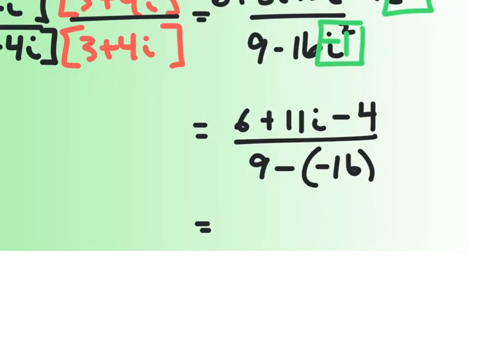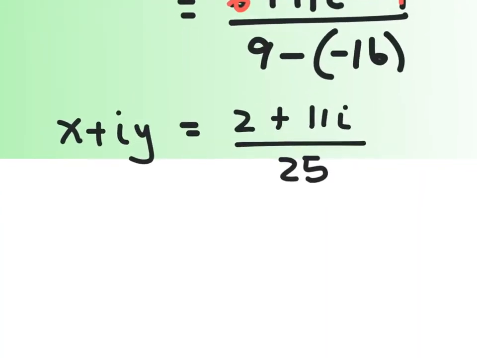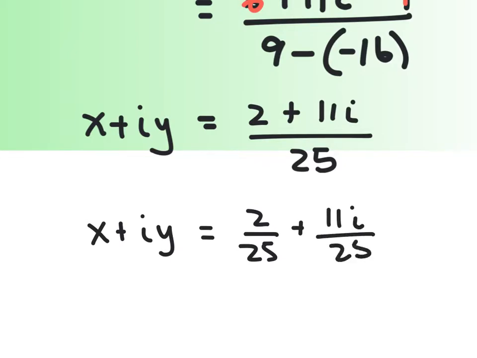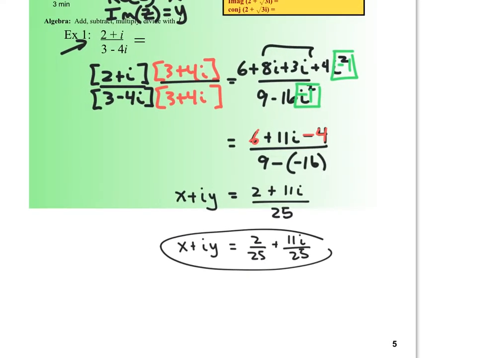So I'm going to regroup here and add some like terms. 6 and negative 4 will be a 2. So I have 2 plus 11i over, and then I group these to make that 25. The complex number I want to split up into this form, and this will be my answer. Here you go. That's the solution to dividing 2 plus i by 3 minus 4i.